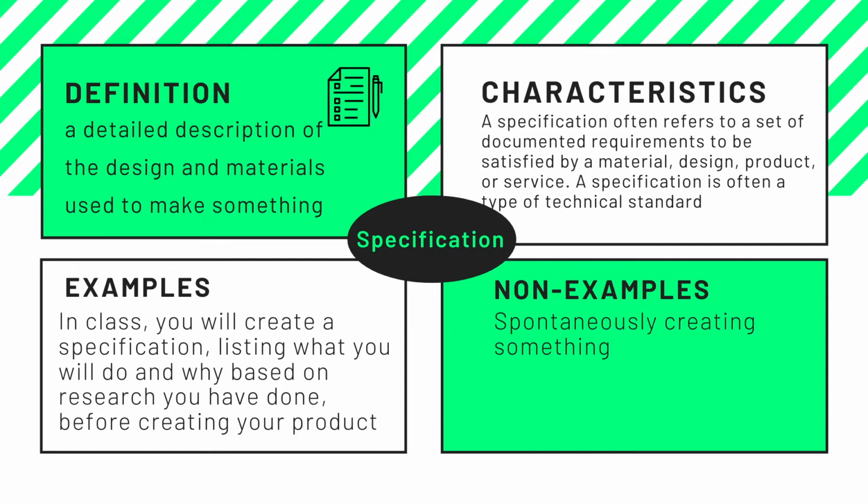So this is something that you do before you do your design and certainly before you start designing something. You can see here that my non-example is spontaneously creating something with no plan, research, or design or anything. That would be the opposite of specification, because the specification is making sure that you are doing everything in the correct way that you should be doing it. So that is this week's word, specification. And my dual code for it is a little pen and paper, because it is that lovely detailed list that you do in advance of anything else.